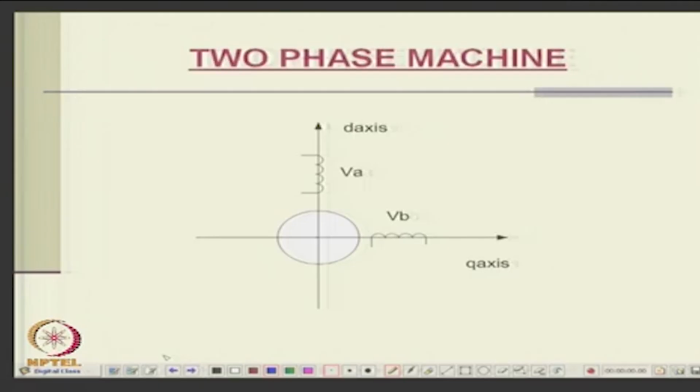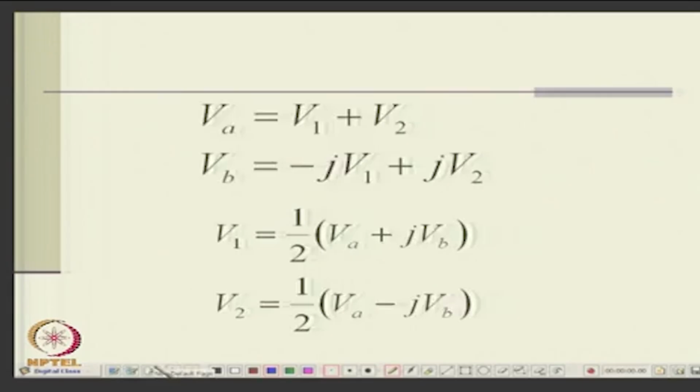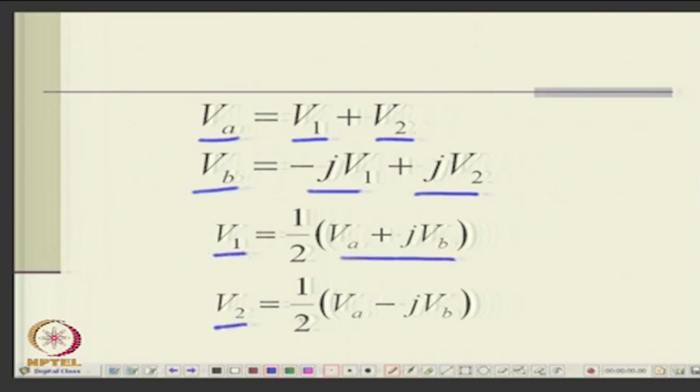Okay. If a 2 phase machine, we have only the 2 windings, say D and Q, you can say VA and VB. We have already discussed this yesterday in the last lecture. So, VA will be V1 plus V2 and VB will be minus jV1 plus jV2, okay. And we know how to find V1 will be half of VA plus jVB, V2 will be half of VA minus jVB. So, if it is purely positive sequence, only V1 is present, V2 is 0. If purely negative sequence, V1 is 0, V2 is present, right. Okay. So, this is two phase symmetrical components, right.